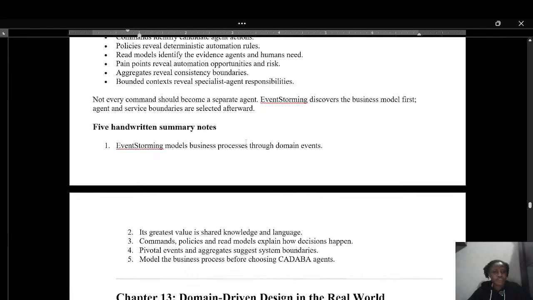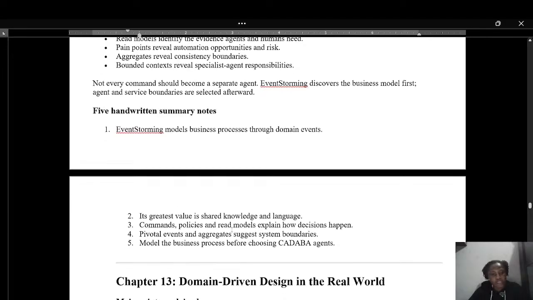All right, so this is our five-point handwritten notes. Event storming models business process through what we call domain events. A domain event is just a gathering of engineers and business experts to explain pain points and to discuss the application and why it is needed.